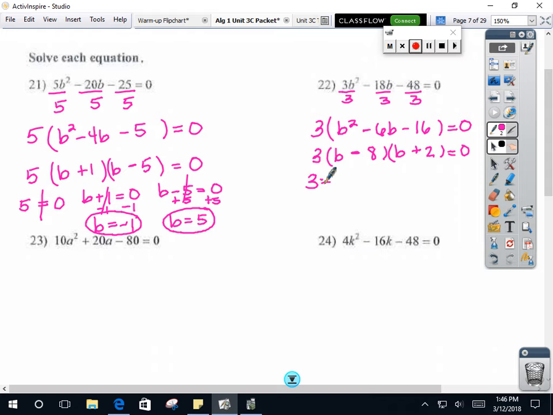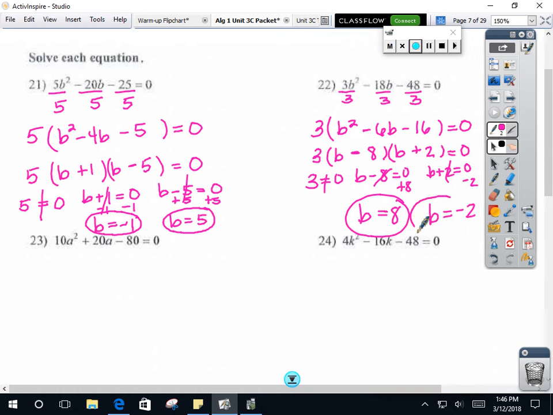If you're trying to add them and keep it positive, the bigger number needs to be positive. Now, when I set the 3 equal to 0, it makes no sense. When I set b minus 8 equal to 0, to solve for the b, I'm going to have to add that 8 to the other side, giving me a positive 8 for one of my 2 solutions. And then when I set the b plus 2 equal to 0, I need to subtract the 2 over, making my second solution negative 2. So this parabola is going to cross the x-axis at 8 and negative 2. Those are also the 2 numbers that make this trinomial equal 0.